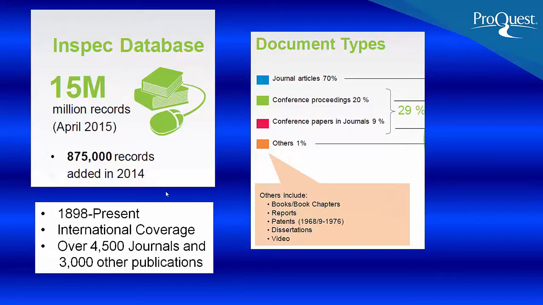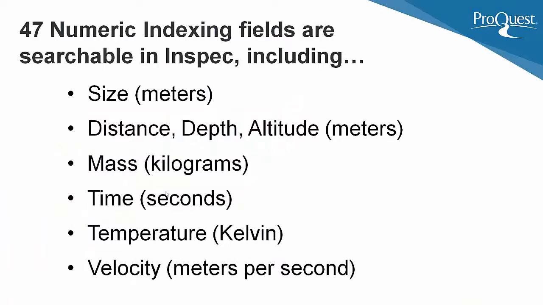The Inspec people also do quite a bit of indexing of various types to make the database searchable in ways that you will not find elsewhere. And one of those is what we're talking about today, the numeric indexing function. It is quite unique, as we'll see, and what you'll find is that the database uses about 47 different numeric indexing fields, and these include such types of measurements as size, distance or depth or altitude, mass, time, temperature, velocity.